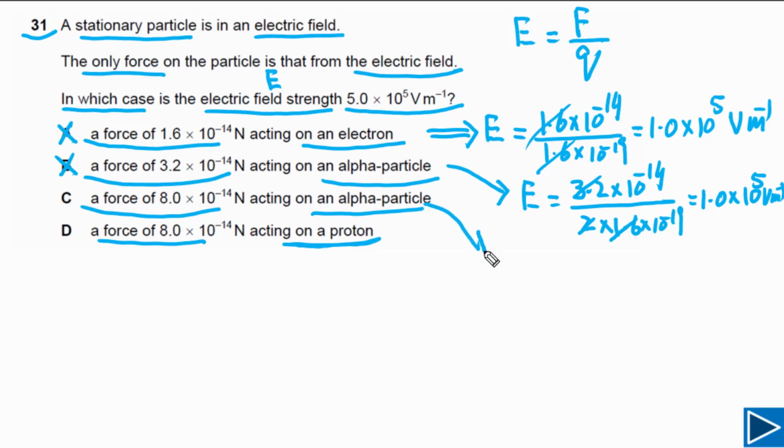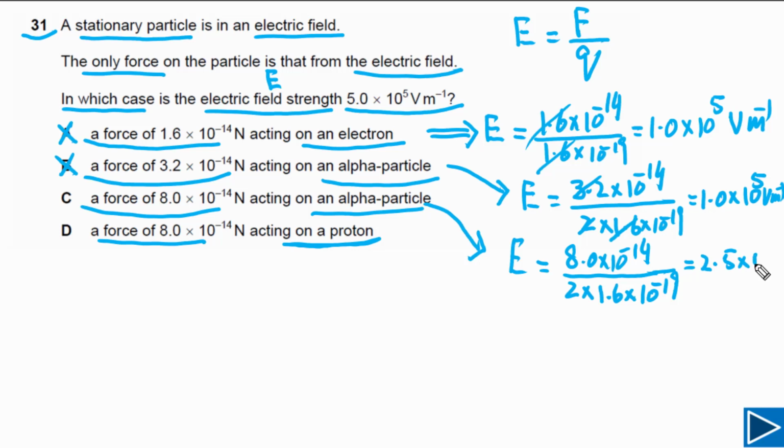Now for option C, E is equal to the force on the particle, 8.0 times 10 to the negative 14, divided by the charge on the alpha particle. The charge on the alpha particle is 2 times the charge on a single electron. If we solve this, our final answer will be 2.5 times 10 to the 5 volts per meter, and this is also not the correct option, so we can cancel this one too.